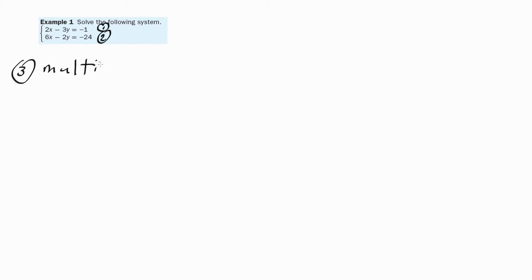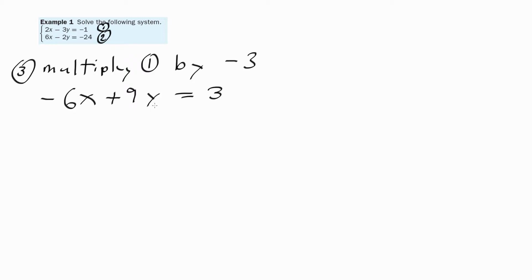multiply 1 by a -3. And that'll give me a system where I have a -6x plus 9y equals 3. And this is an equivalent equation, so points for x and y that are a solution in equation 3 will be a solution in equation 1. And then I'm going to complete my system of equations. 6x minus 2y equals -24. Going to add these together.